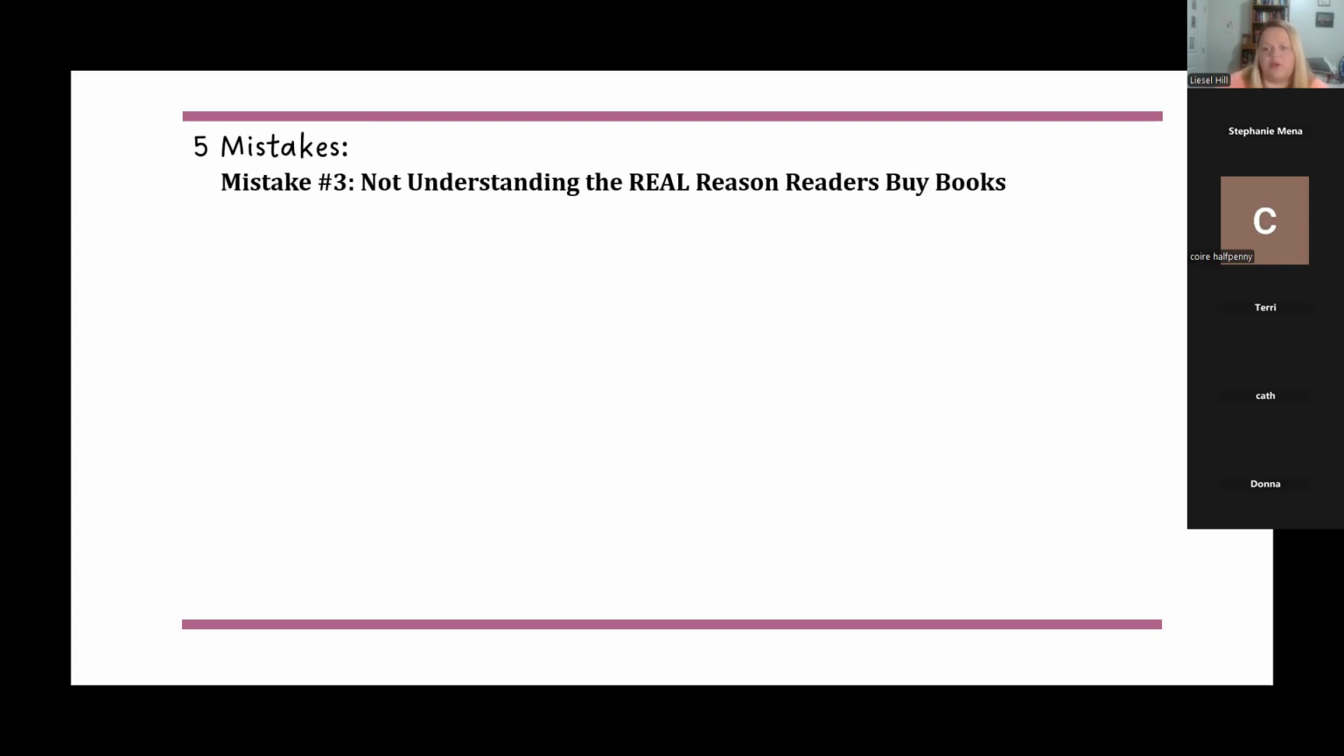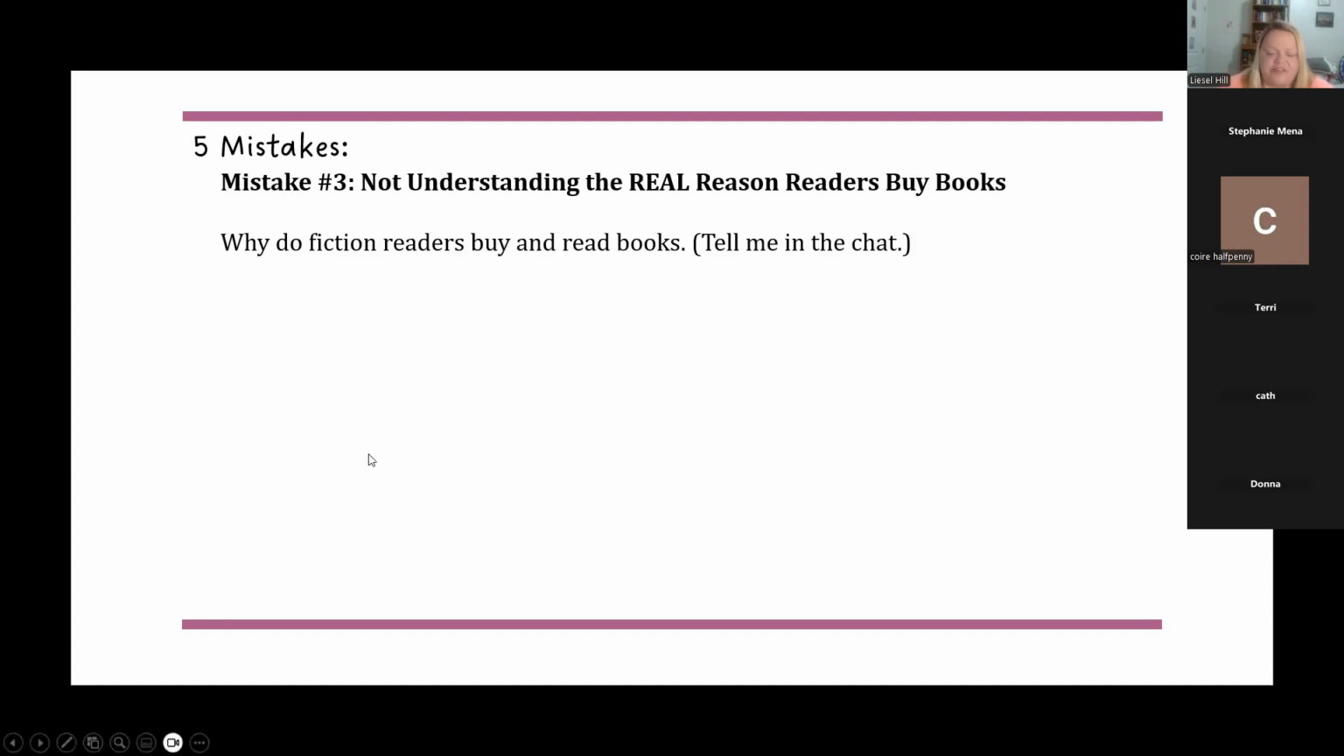Not understanding the real reason that readers buy books. Why do you guys think readers buy fiction books? Tell me in the chat. No right or wrong answers, just what comes to mind when you think about why readers would buy books? Escapism. Anything else? Satisfying story. Characters who become friends. I like that. Entertainment. Yep. Good.